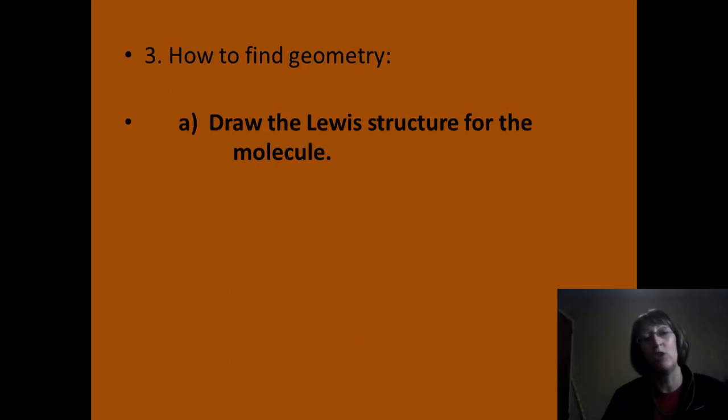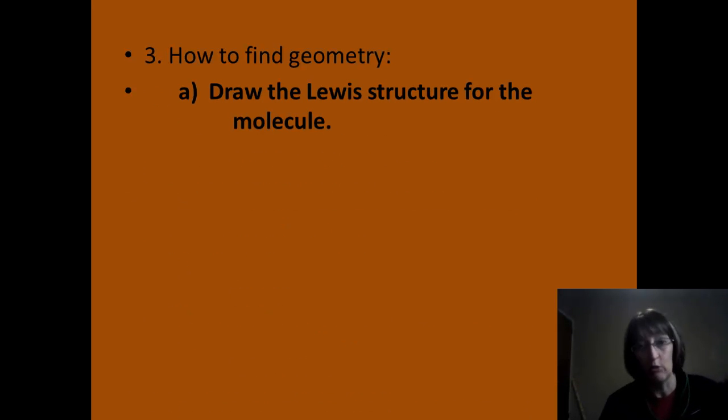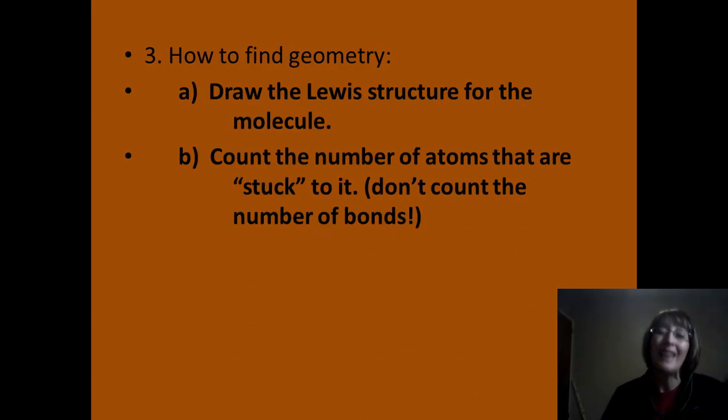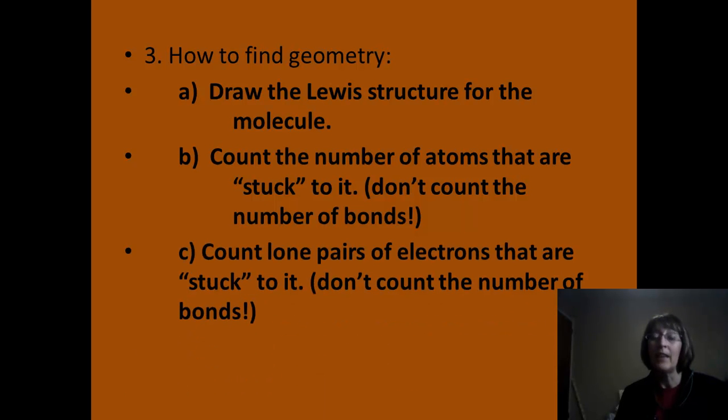Okay, how to find geometry. Draw the Lewis structure for the model. Okay, that's where we put the little dots in everywhere. Count the number of atoms that are stuck to it, and don't count the number of bonds. Count the number of atoms that are stuck to the middle. So if we have H2O, O is in the middle, and we have 2 atoms that are bonded to it or stuck to it. Count the lone pairs of electrons that are stuck to it.